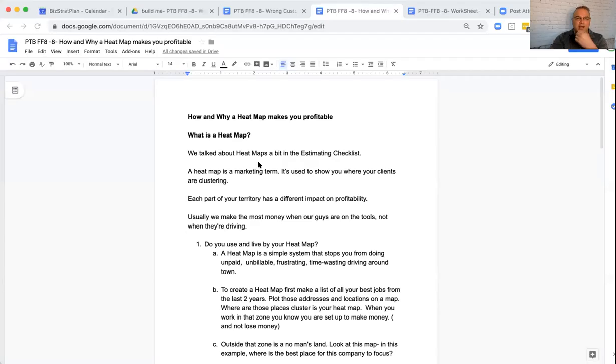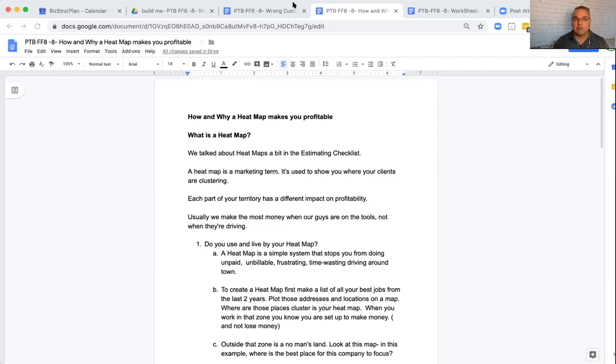And I want to talk about why and how a heat map makes you profitable. You're really just thinking about things in a very different way. You're trying to make order out of the chaos, right? Because it can seem chaotic. But what's interesting is once you plot all of your customer names on a map, things just appear out of the cloud. It's just called a heat map.